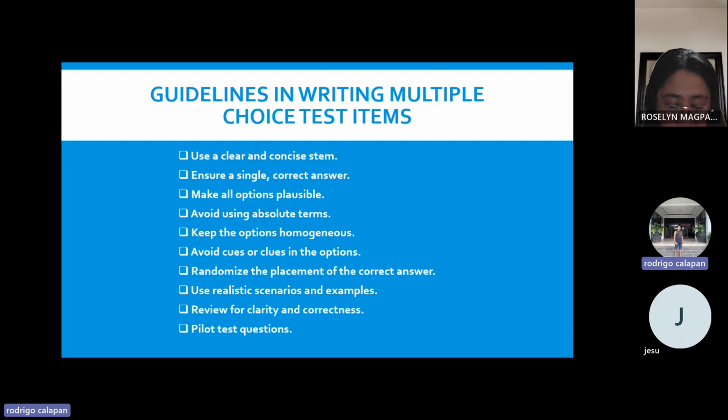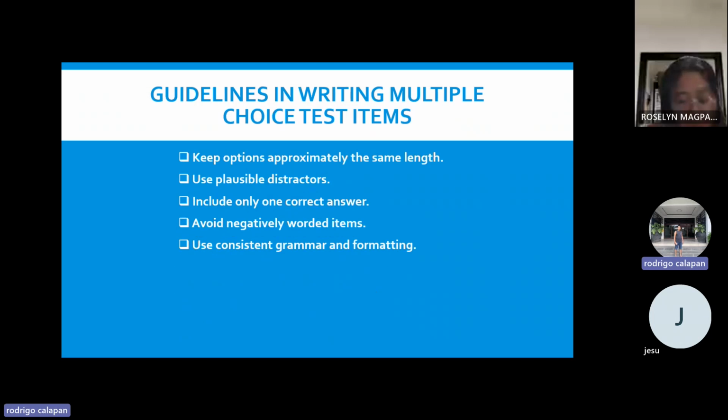We have to conduct a pilot test with a small group of individuals to identify any potential issues such as confusing or poorly constructed questions. This will allow us to refine and improve the questions before administering the test to a larger group. So, by following these guidelines, you will be able to create well-constructed multiple choice questions that would effectively assess students' knowledge and understanding.